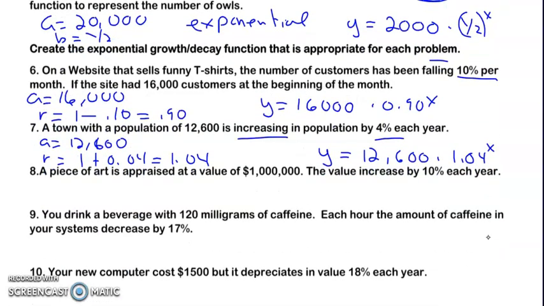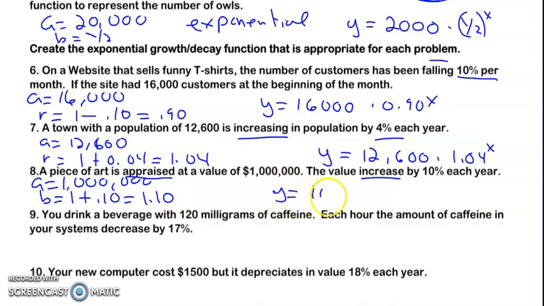A piece of art has been appraised. Appraised means goes up in value. That is worth 1 million. The value increased by 10%. So A equals 1 million, and in our B, it's increasing, so we have to add that, 1.10. So our equation would be this times 1.10 to the x.